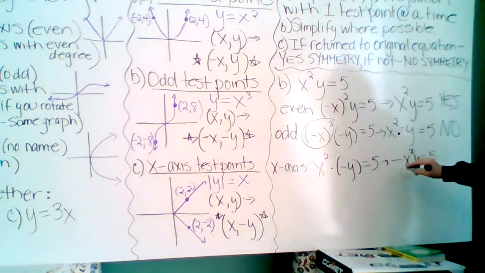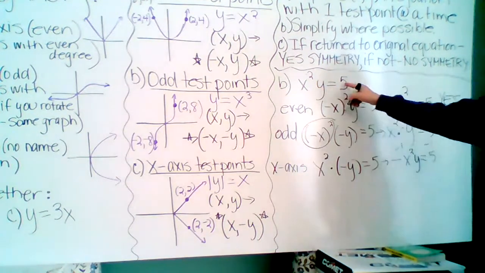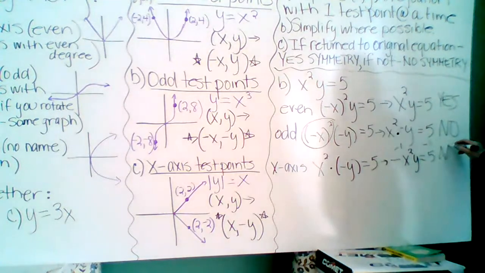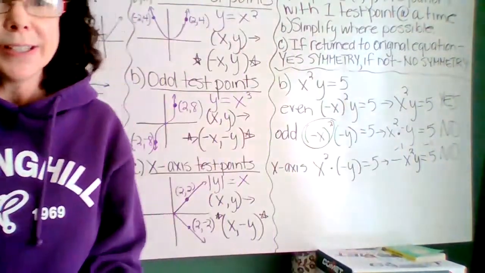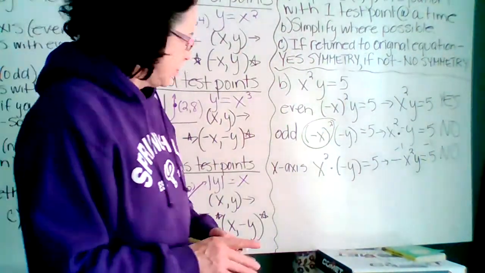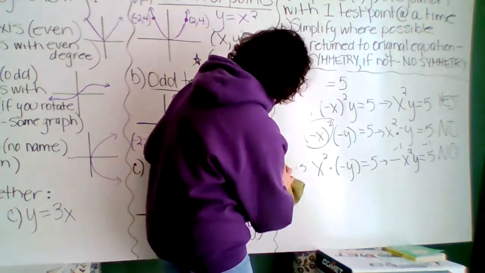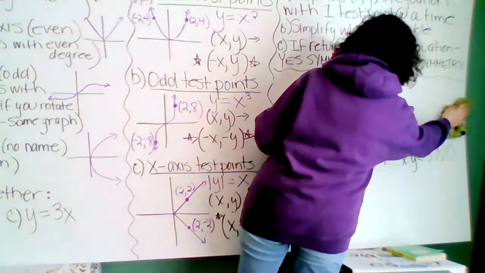If I try to multiply both sides here by a negative 1, the left-hand side will be a match, but the right-hand side will be a 5 and a negative 5. This is no. The only symmetry here is even symmetry. One more. See, of course, I wanted to make sure to have one of each type of symmetry, right? Here we go.